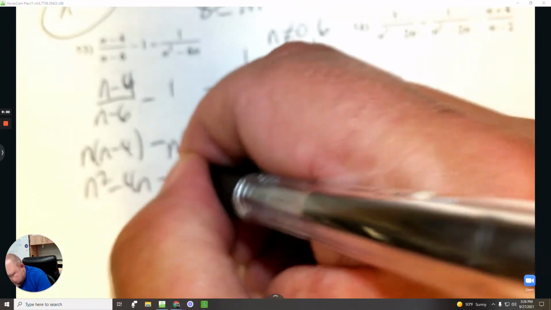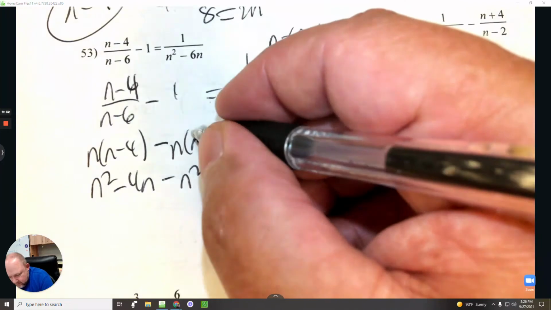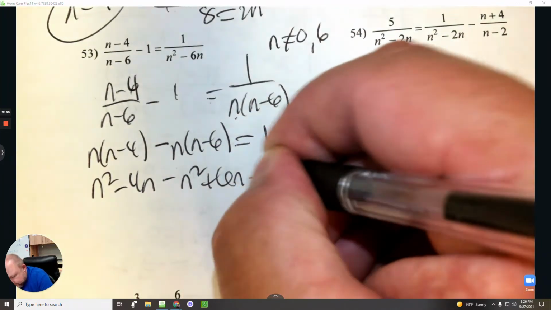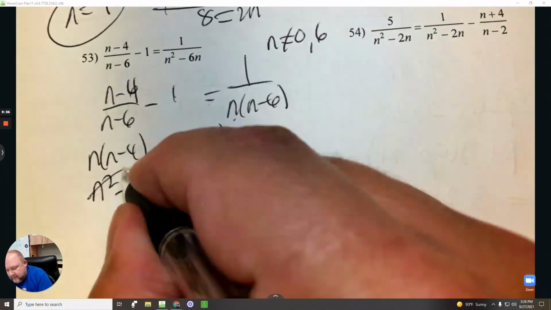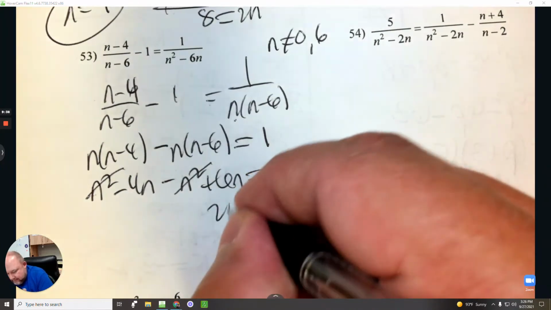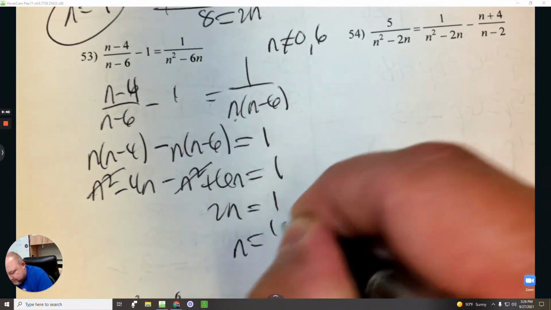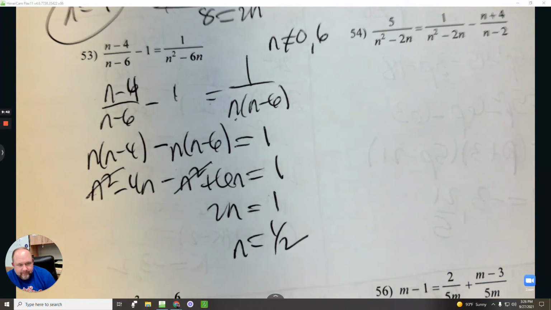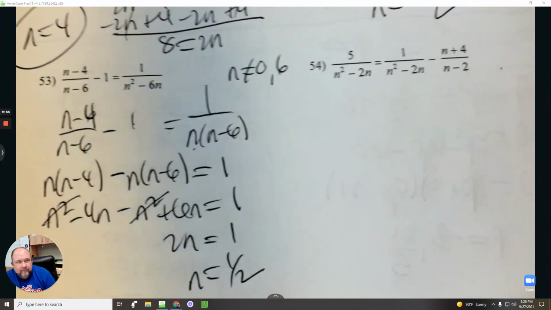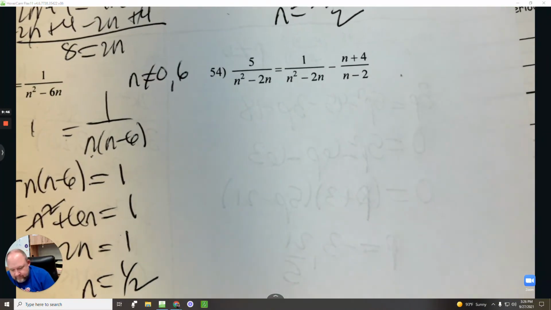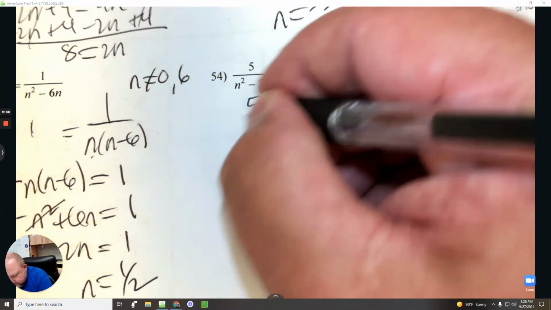Multiply it out. Plus 6n. Notice the n squares eliminate, combine like terms, and then solve it. Number 54, factor.